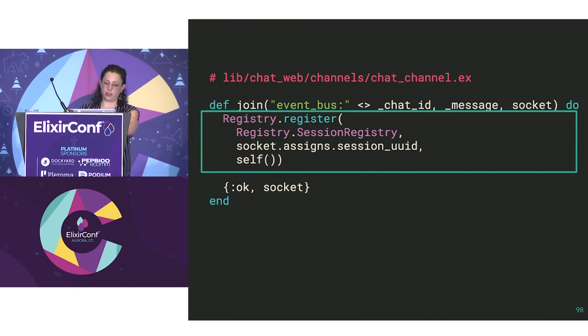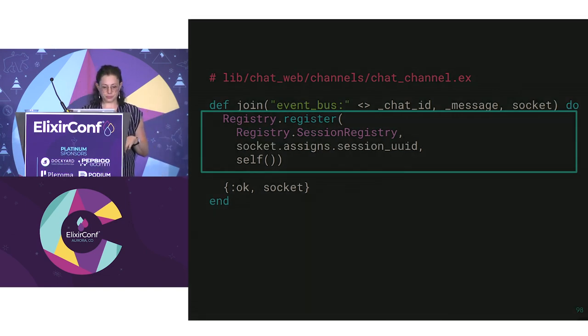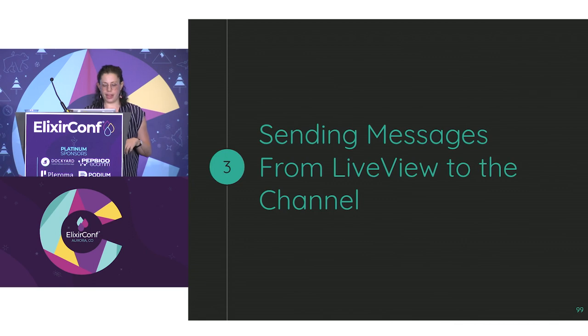In the channel's join function, we will call register/3. We're telling the channel to register itself in the session registry under a key of this unique session UUID that the corresponding LiveView is storing in its own socket, and it's registering its PID in this registry. So now that we're registered, we can actually teach our LiveView to send a message to its channel.